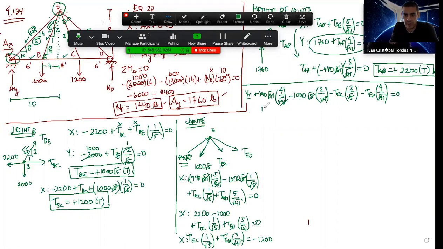And if you see, this guy should be 1760. I think that's what I had, minus 2000, and I will have a number that I'm going to put over there as a positive. Therefore, for the Y part, I think I have it over here. I put it rightly. Yeah, I put it rightly. Now minus TEC 2 square root of 5 minus TED.